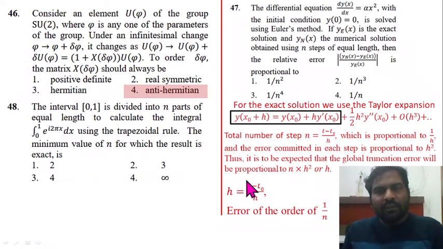So the error order is h, which is equal to (t minus t0) by n, that is 1 by n. So your error is of the order of 1 by n. So option 4 is correct.